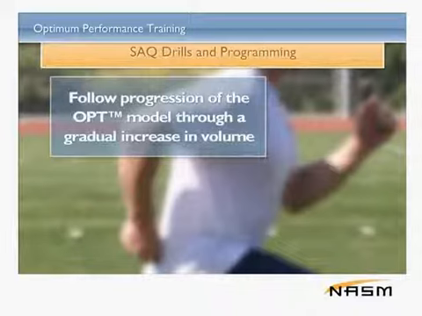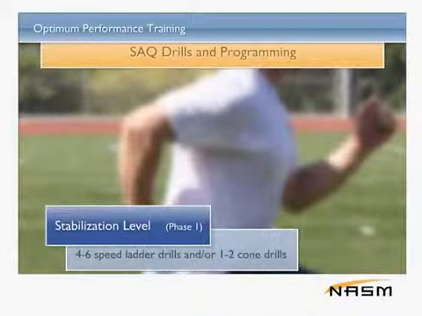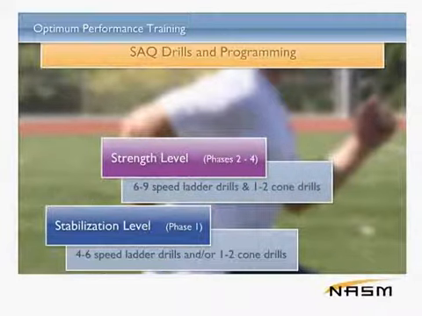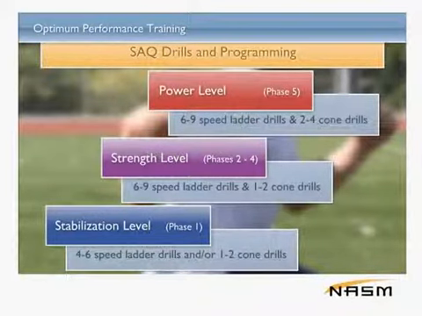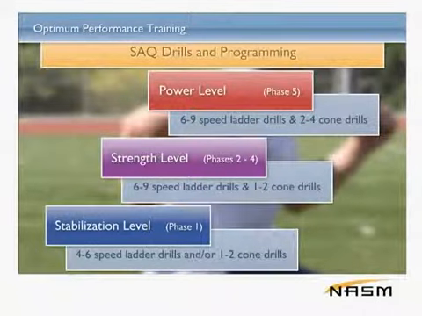For example, if a client is in the stabilization level of training, or Phase 1, select 4 to 6 speed ladder drills and/or 1 to 2 cone drills. For a client in the strength level of training, Phases 2, 3, and 4, a health and fitness professional can select 6 to 9 speed ladder drills and 1 to 2 cone drills. For an advanced client in the power level, or Phase 5, select 6 to 9 speed ladder drills and 2 to 4 cone drills. You can also refer to the table in your textbook for the appropriate acute variables for each phase of training.